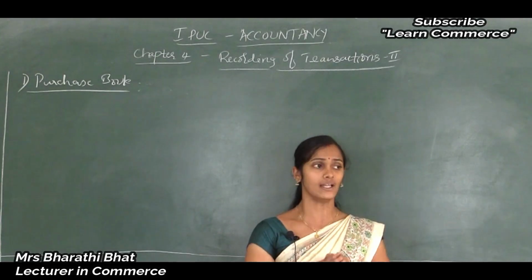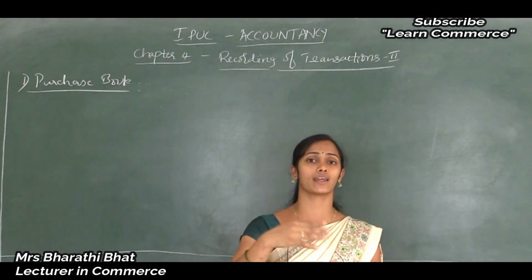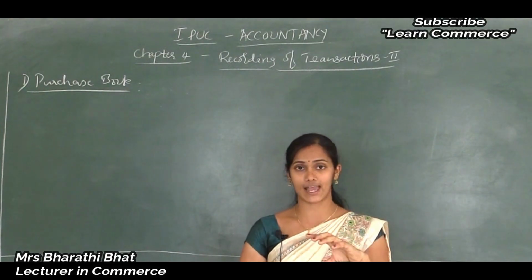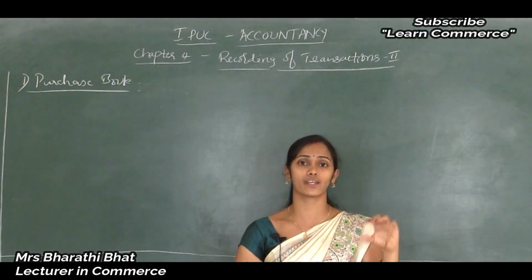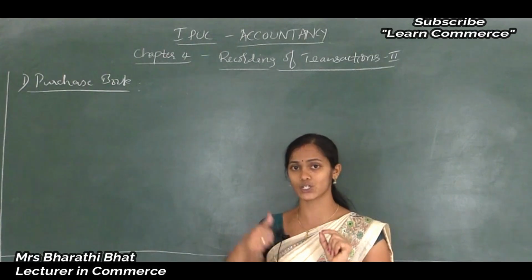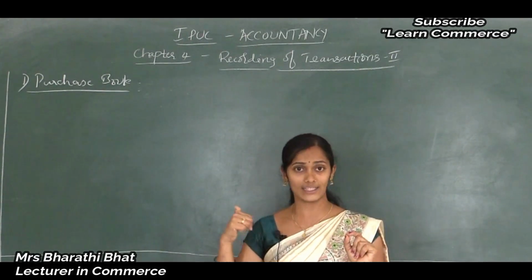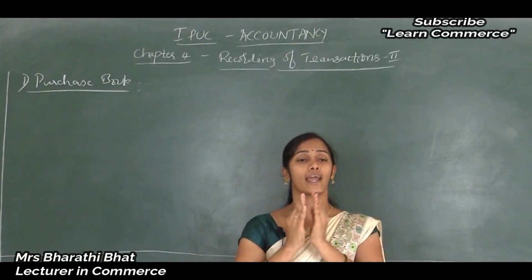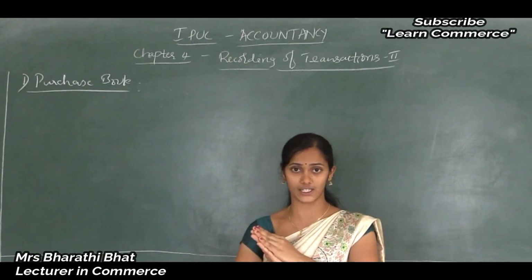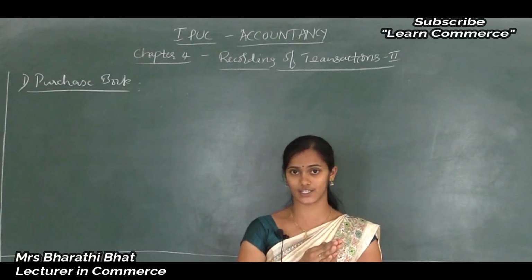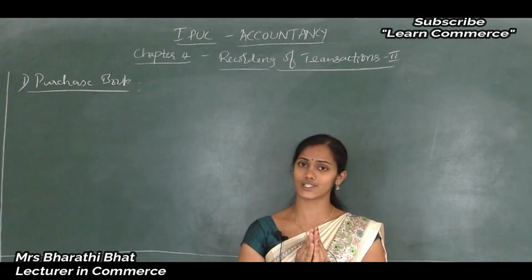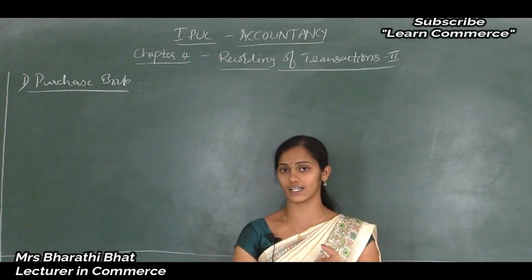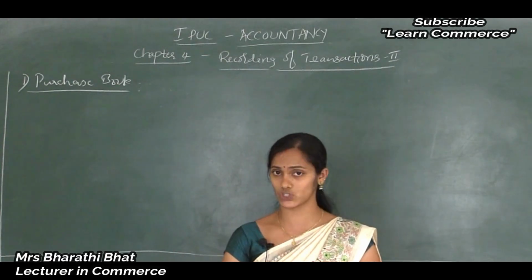Say for example, in the illustration a number of transactions are given. In that, one transaction is like this: goods purchased for cash. Can we record that transaction in this subsidiary book? No. In this purchase book we cannot record such transactions, because according to the rules of subsidiary books we cannot record cash transactions. Only credit transactions can be recorded in the purchase book, sales book, purchase return, sales return, and even journal proper.